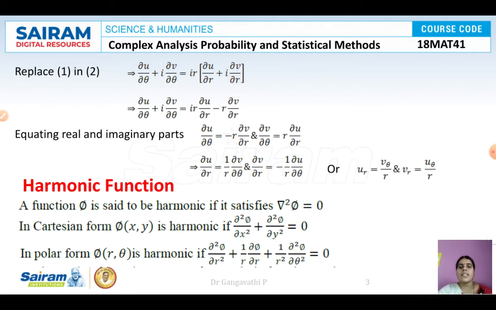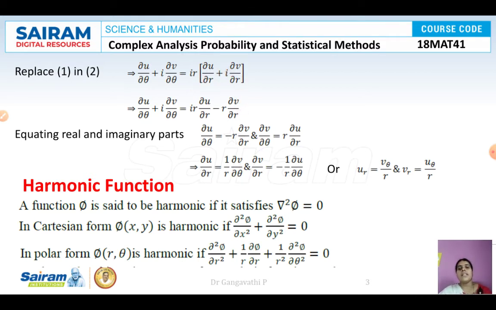Now let us multiply the term inside the bracket. The left-hand side is as it is, dou u by dou theta plus i dou v by dou theta, and then i r into dou u by dou r, and i into i, that is i square, is minus 1. So minus r times dou v by dou r.